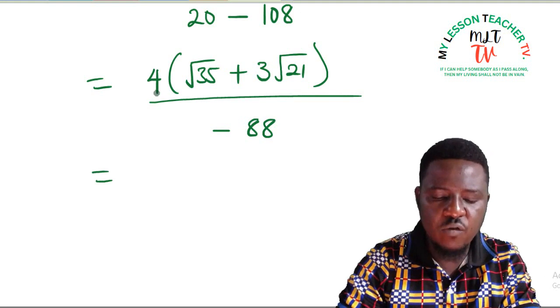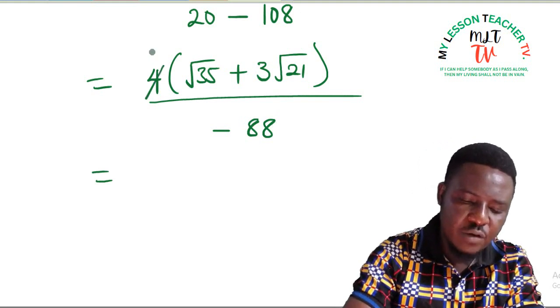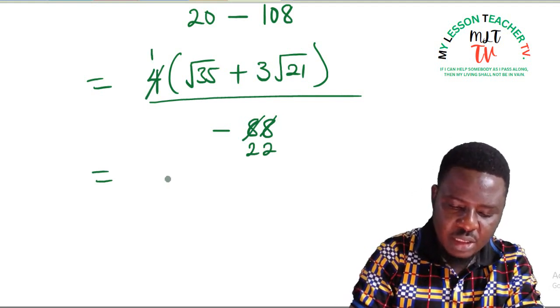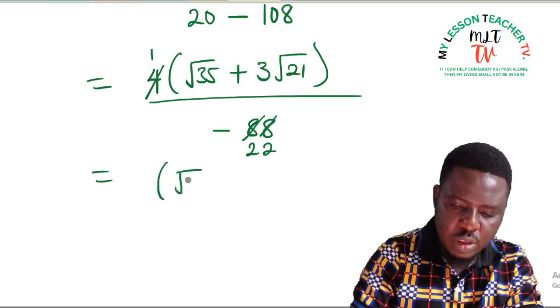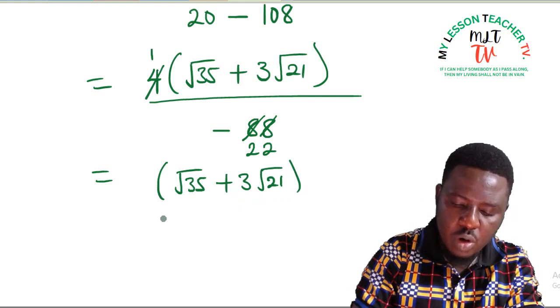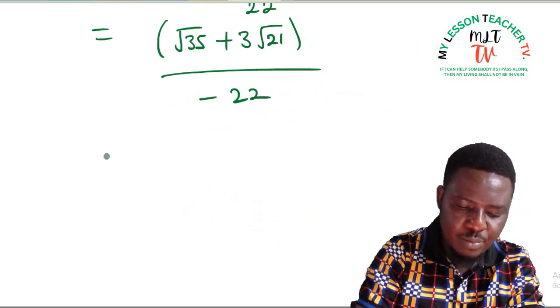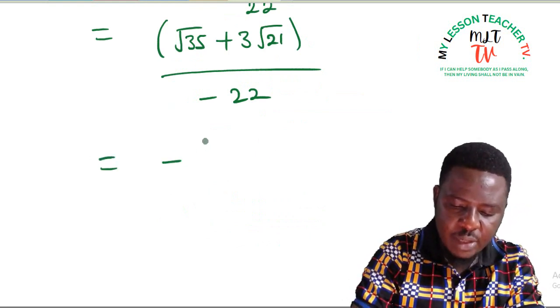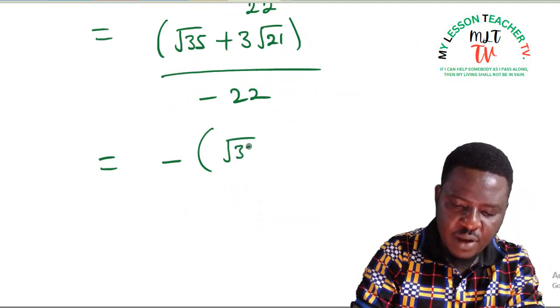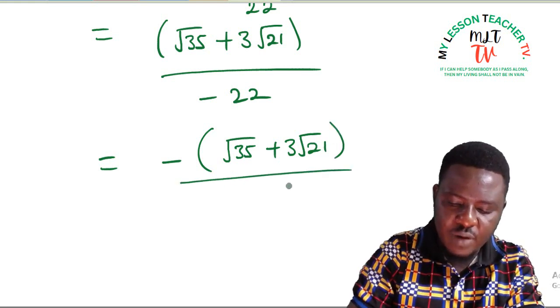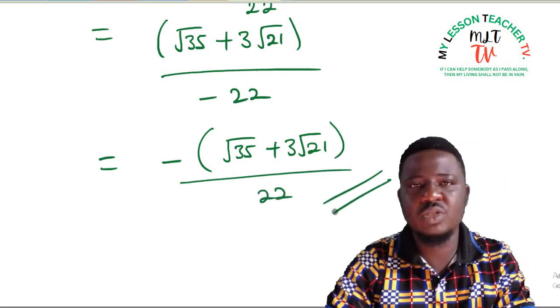Since 4 is a factor of 4 and 88, I'm going to use 4 to simplify, and 4 into itself is 1, 4 into 88 is 22, leaving us with our answer, bracket root 35 plus 3 root 21 all divided by minus 22. And we don't leave the negative sign at the denominator. Rather, this becomes minus into root 35 plus 3 root 21 all divided by 22. And this is your answer.